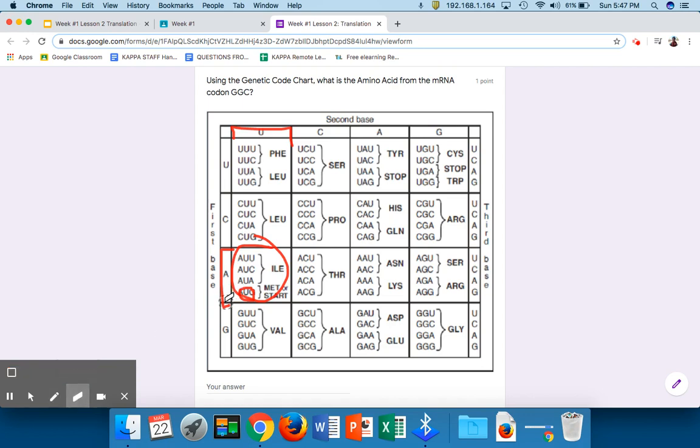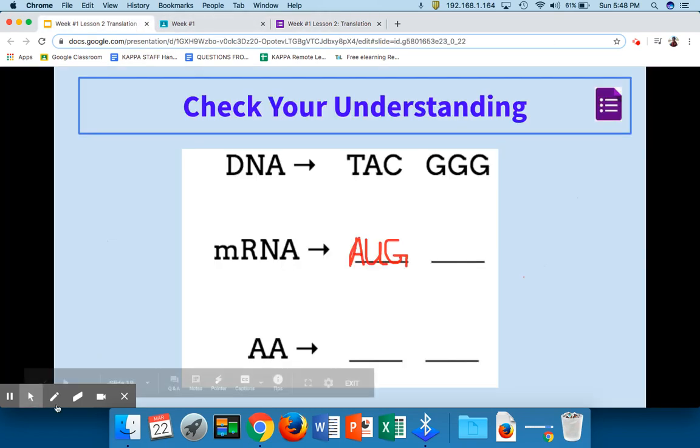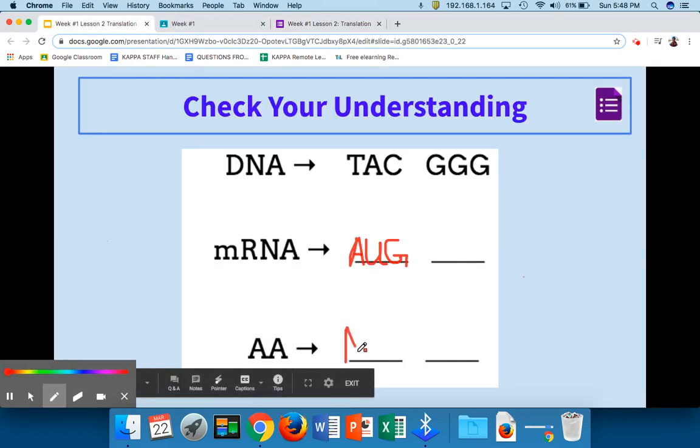Now, when you see start, what do you think that means? Start would signify the amino acid that starts the beginning of the protein. You look at your chart, you'll also see one that says stop. You'll see 2 that says stop, actually. What do you think that means? The stop amino acids are the last amino acids in the sequence. So going back over here, my amino acid is MET.